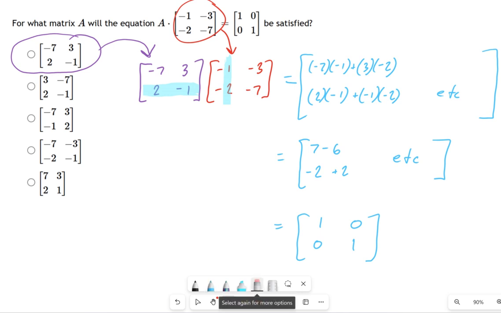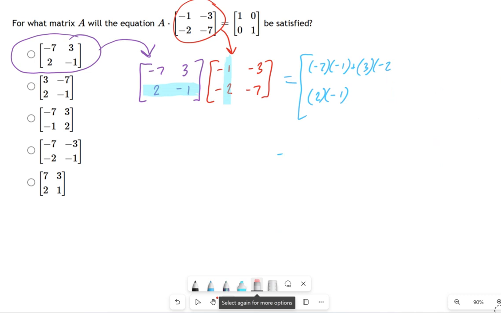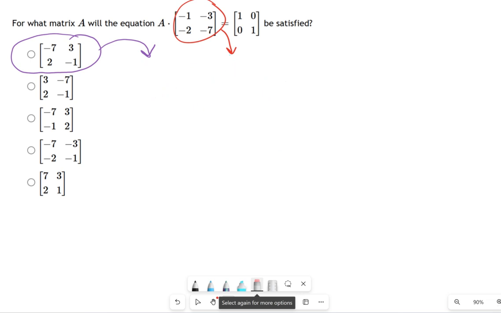Now, there's a formula that I promised I would show you, and it's very, very quick. So if you happen to have that formula memorized, you're in great shape because this will be a very quick process. What this problem is asking for is, what is A inverse?